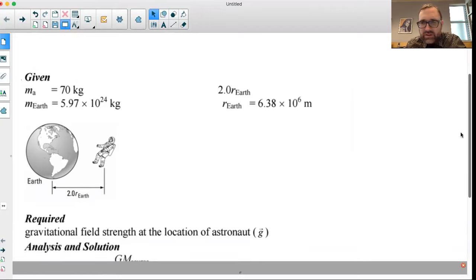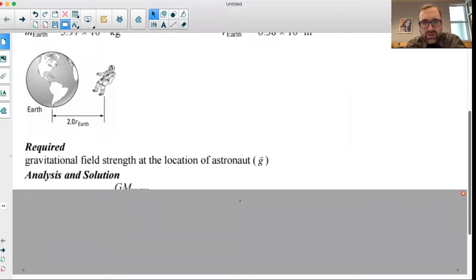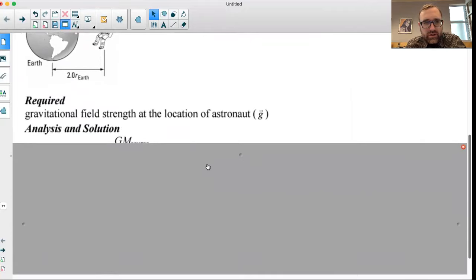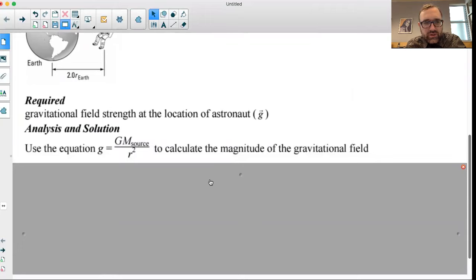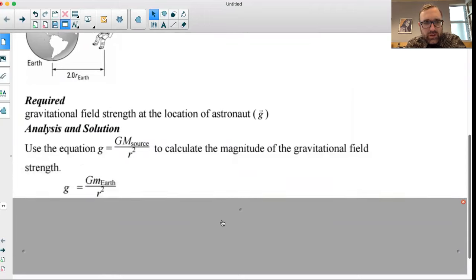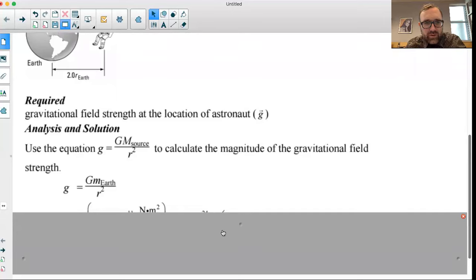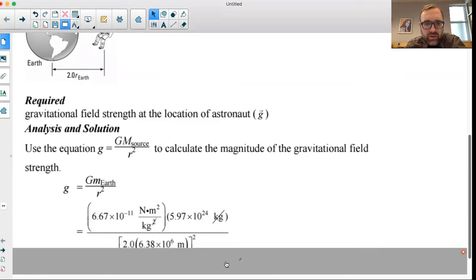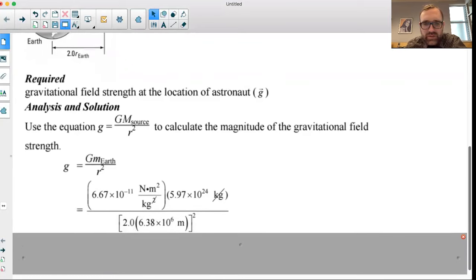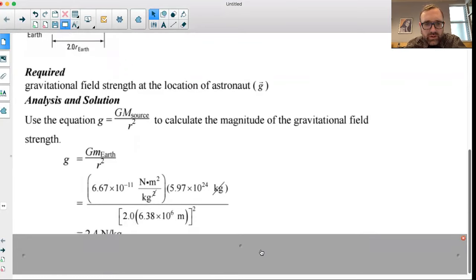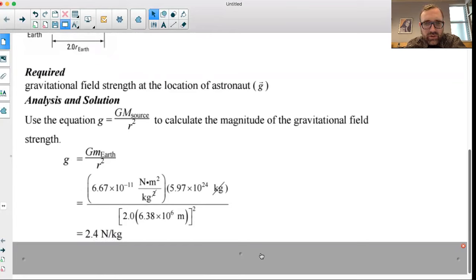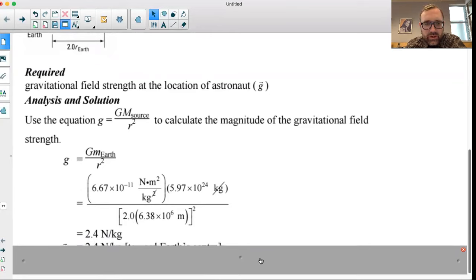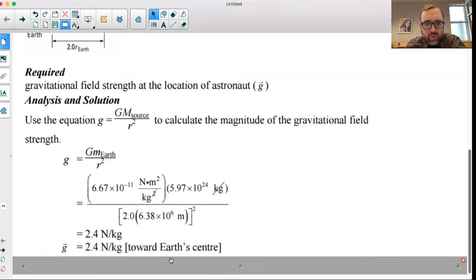Under the analysis and solution, you can put those in together. Just make sure the significant digits are correct at the end. So use the equation g equals capital G m source over r squared. And if you do that, that is your constant, capital G, 6.67 times 10 to the negative 11, times it by 5.97 times 10 to the 24, that's the mass of Earth, then the radius, which is 2 times the amount, as I said earlier, and then square it. You should get 2.4 newtons per kilogram. And here's the important bit, towards Earth's center.